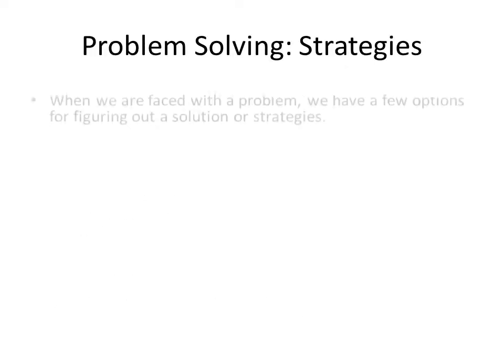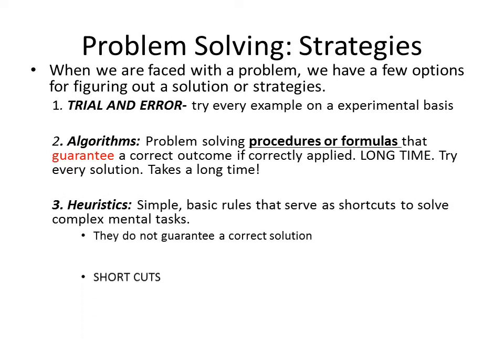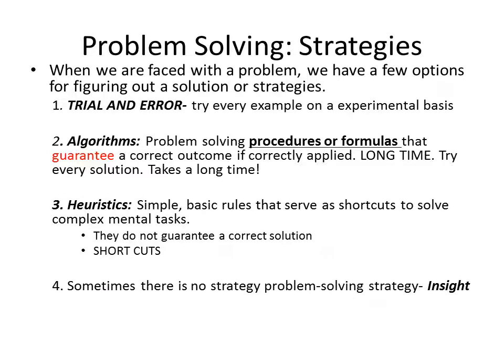Okay, so let's first talk about problem-solving strategies. There are 4 different strategies in terms of how to solve problems. When we are faced with a problem, we have a few options for figuring out the solution or the strategy. First one is trial and error. You're going to try every single example, on an experimental basis. So this would be kind of just you're trying it out. There's no rhyme or reason of how you're doing it. You're just not going to apply any necessarily step-by-step procedure. You're just going to go at it.